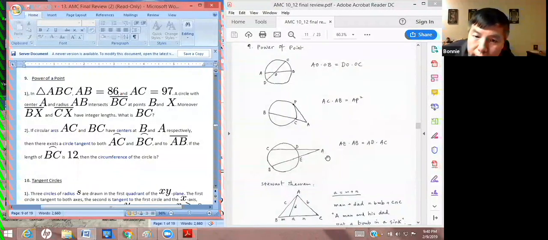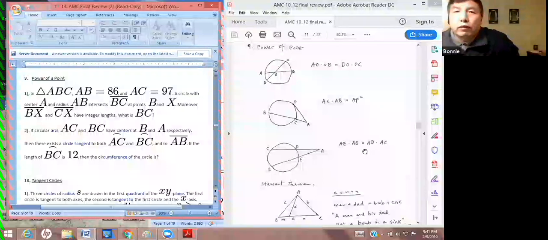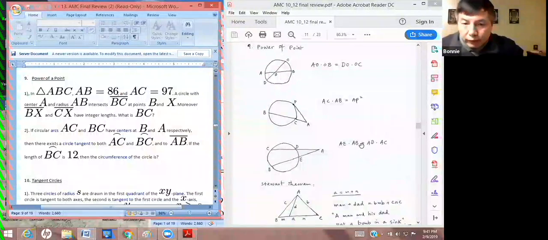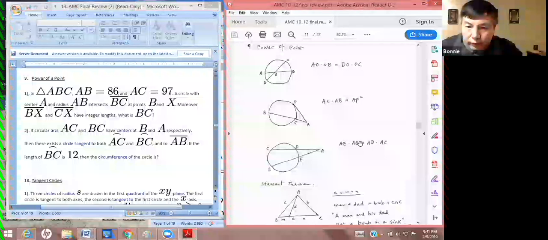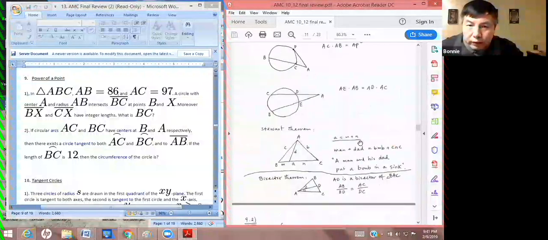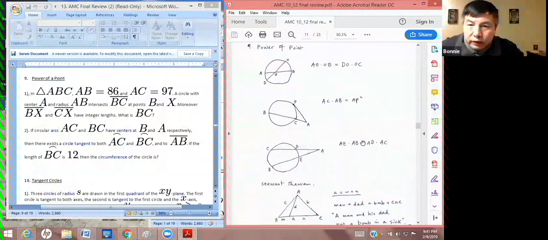And the third case is two chords extended and intersecting outside of the circle. We have AB and AC intersecting at A, and then we have AE times AB equals AD times AC. So this is the third formula of the PowerPoint. For different cases, we may need to use a different formula.